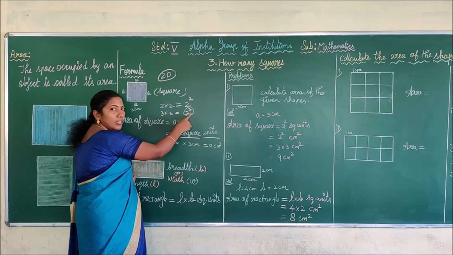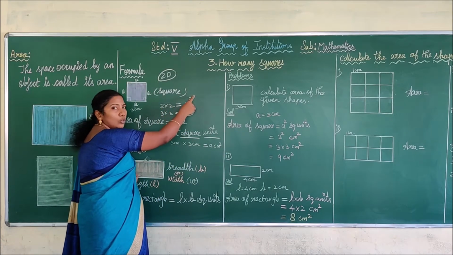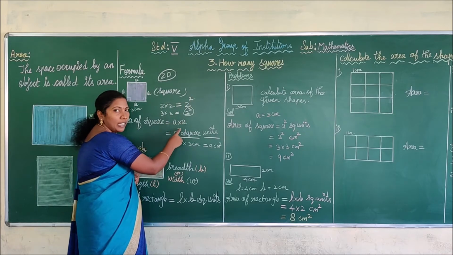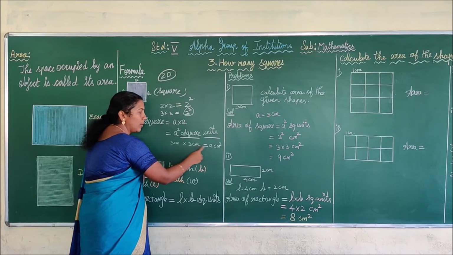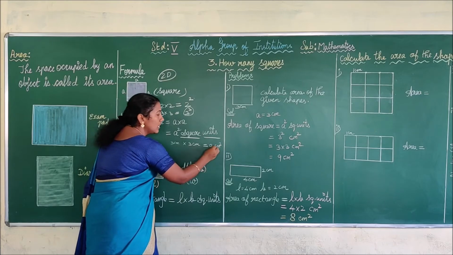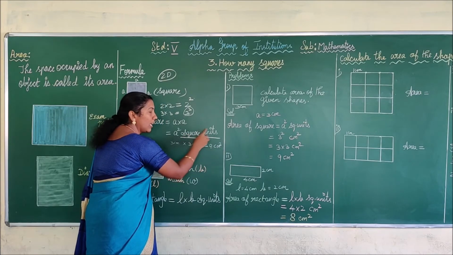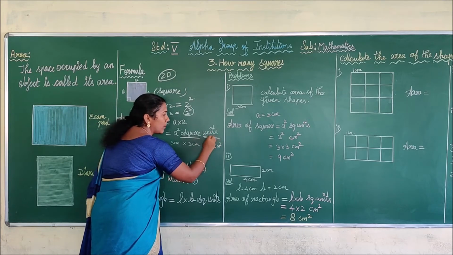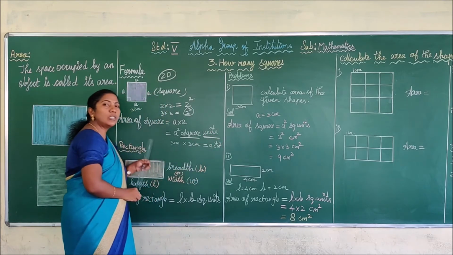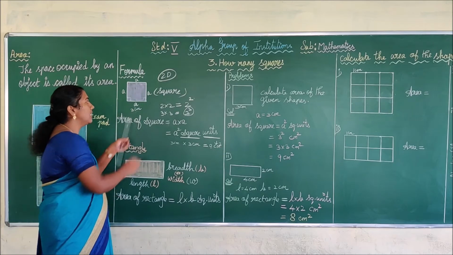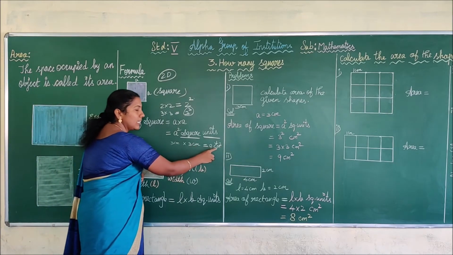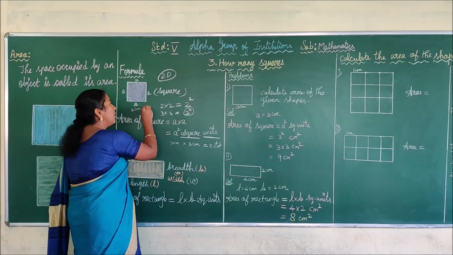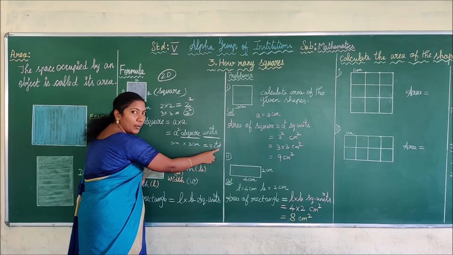3 into 3 is 3 square. 2 into 2 is 2 square. A into A is A square. Centimeter into centimeter is centimeter square. This centimeter square is called square units. This 2 is called square, and these units represent centimeter. Suppose in the question they give the length in centimeters, you get the answer in centimeter square. If in meters, you get the answer in meter square.